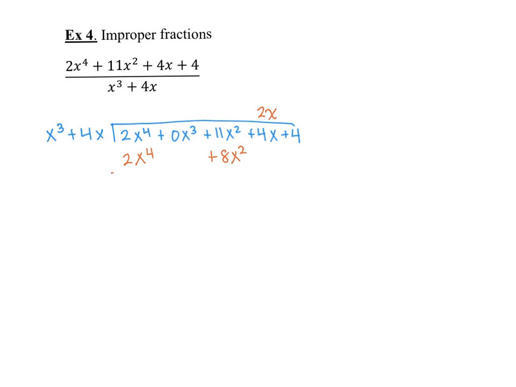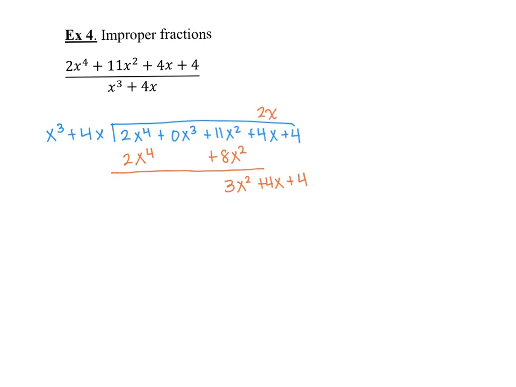Okay, do make sure you subtract when you're going down. So if I subtract 2x to the fourth minus 2x to the fourth, they cancel. 0x cubed is nothing. So 11x squared minus 8x squared is going to be 3x squared. And then I'm going to go ahead and bring down the plus 4x and the plus 4.